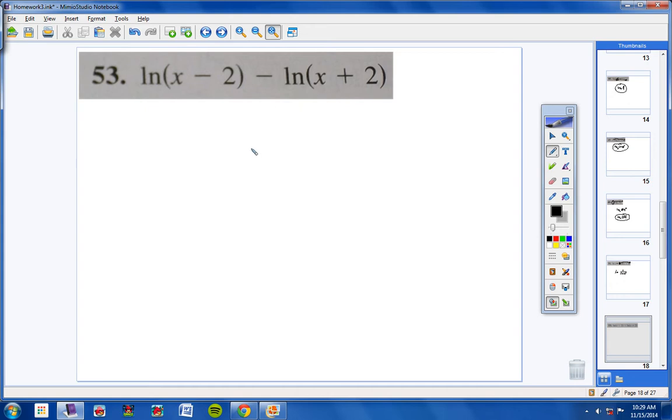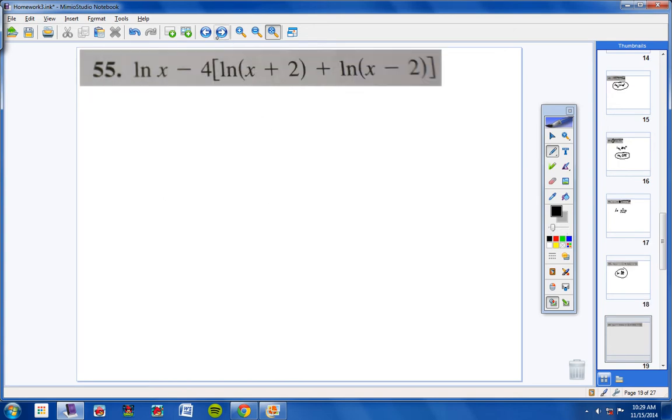This one's pretty cut and dried, pretty simple. We're subtracting 2 logarithms. There's no number to the left here. So we're going to put 1 logarithm. This one goes up top, and this one here goes in the bottom. And that should be it. Let me check the back of the book real quick on that. Yes, that is correct. Okay, number 55.